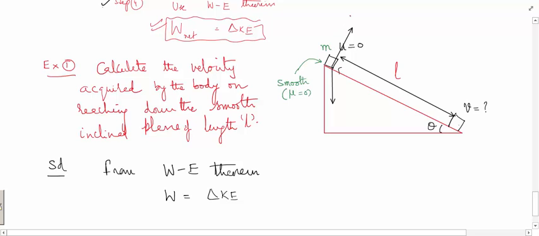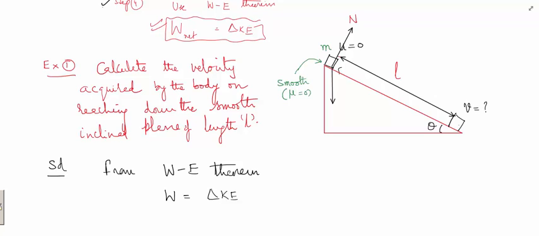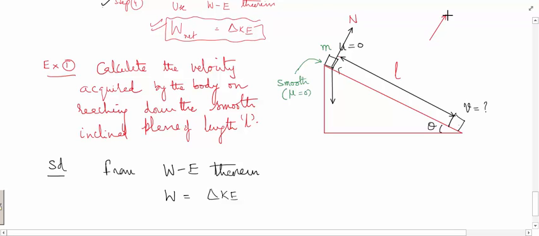The work done by the normal force is 0 because the displacement and the normal force both are perpendicular. In this particular case, the normal force is acting this way and the displacement of the body is along the incline. So the work done by the normal force is 0.